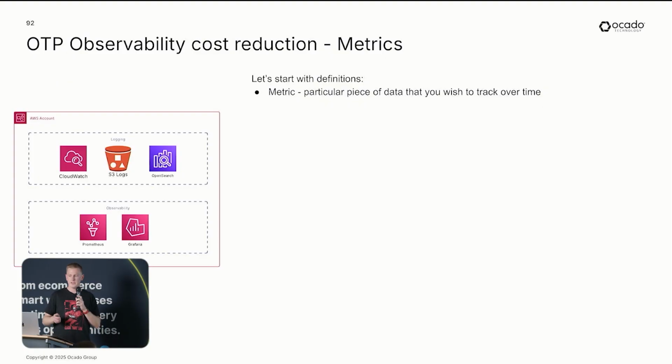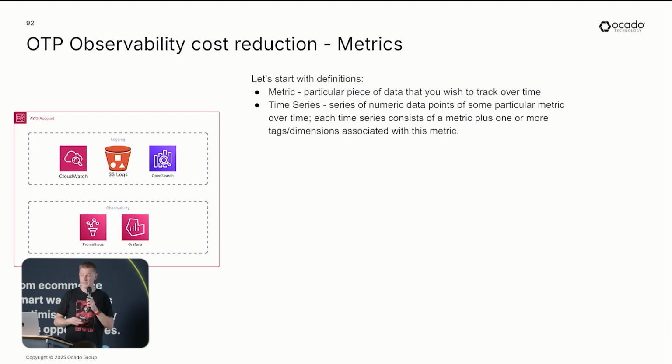All right, let's switch to metrics for now. And let's start with a couple of definitions. These are quite important. So the metric is a particular piece of data that you wish to track over time. A time series is a series of numeric data points of some particular metric over time. Each time series consists of a metric plus one or more dimensions or tags associated with this metric.